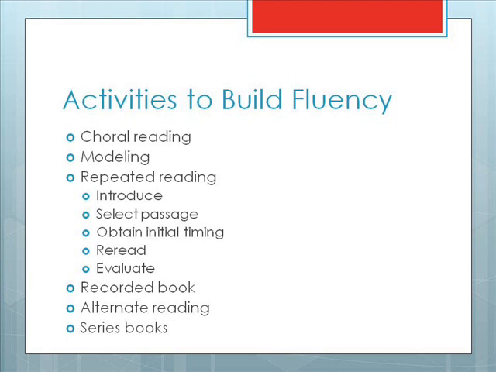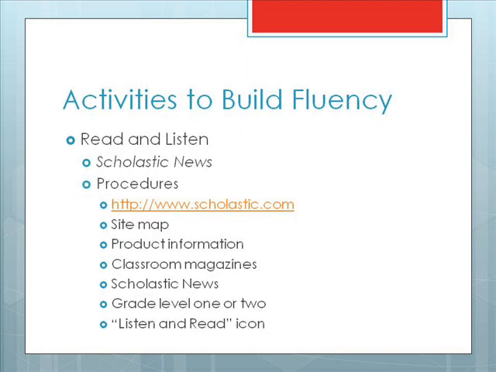In alternate reading, the student and an adult or tutor take turns reading the selection. This can be every other page, every other paragraph, or in difficult text, the adult reads most of it while the child comes in on a familiar refrain or easier sections. Series books are especially effective for developing fluency. Because they have the same characters and often the same setting, series books are easier to read. If the student likes the first book in the series, chances are they will be motivated to read the rest of the series.